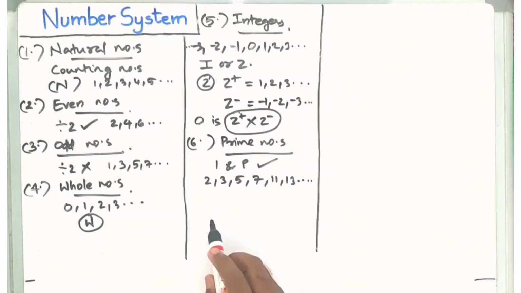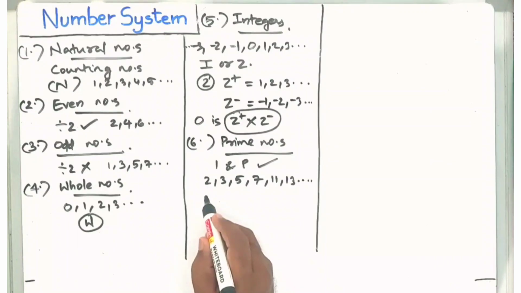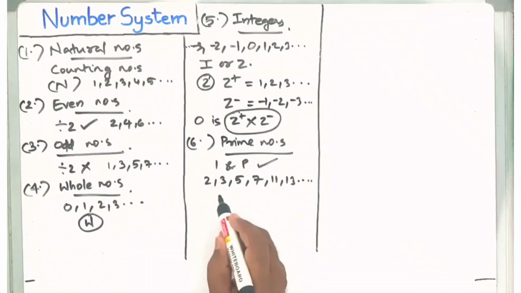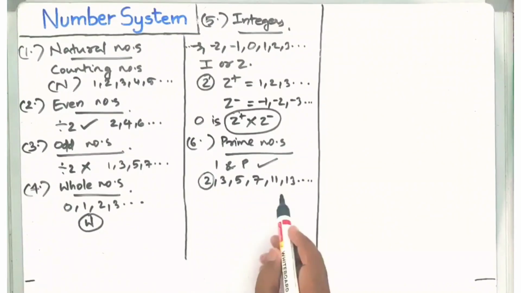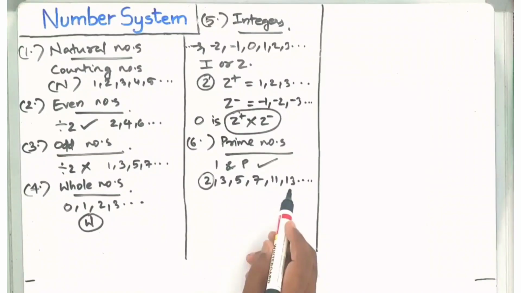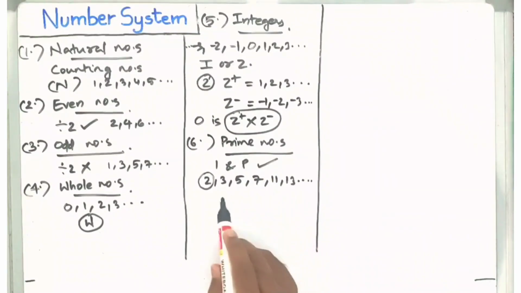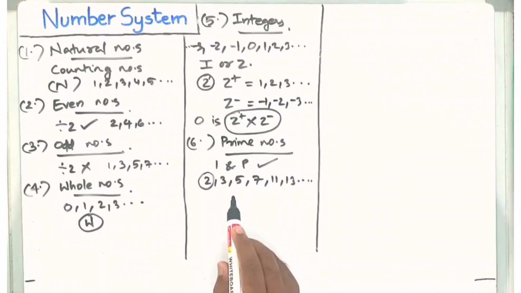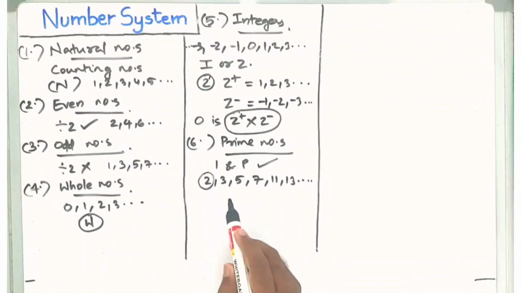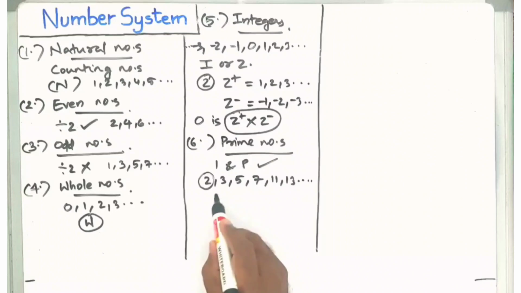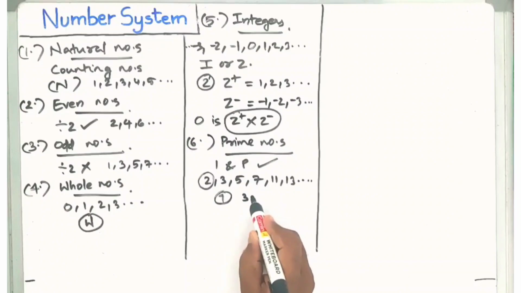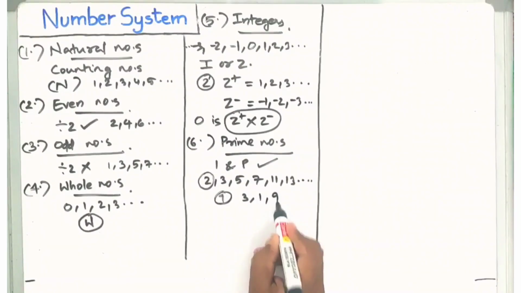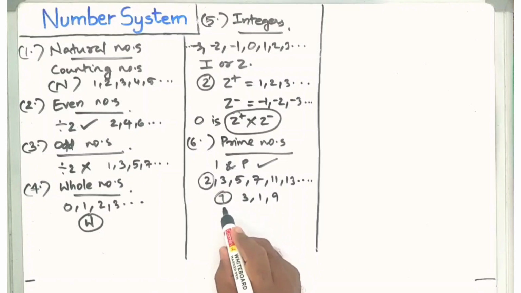The important points here: all prime numbers other than 2 are odd numbers. So 2 is an even number, and all prime numbers other than 2 are odd numbers: 3, 5, 7, 11, 13, then 17, 19, etc. So 2 is the only even prime number. Another point is all odd numbers are not prime numbers. For example, 9 is an odd number, but 9 has factors 1, 3, then 9. 9 cannot be a prime number.